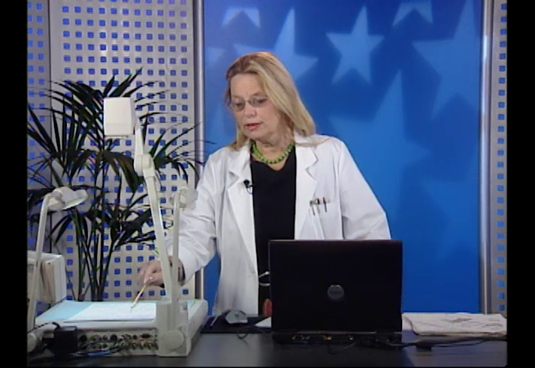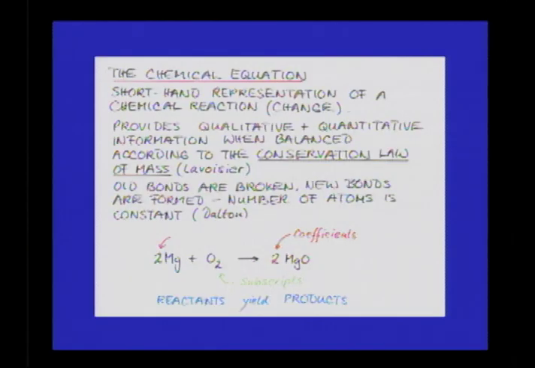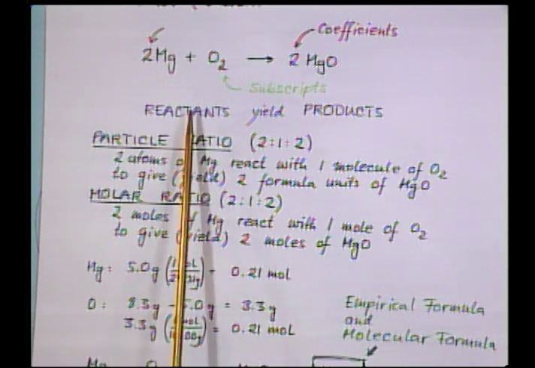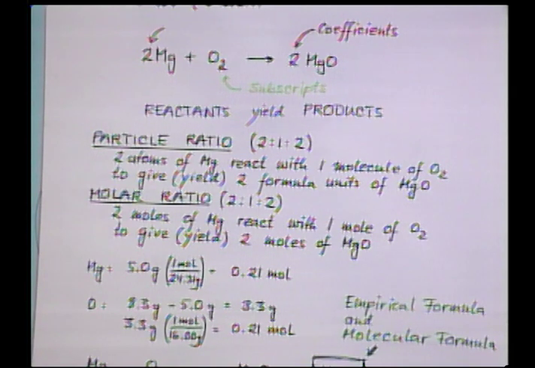What we can do, though, in order to balance things out, is use the so-called coefficients. And the coefficients are just numbers that multiply whatever is behind them in the formula. So if I say 2 magnesium oxide here, that means we have 2 magnesium atoms and 2 oxygen atoms, which corresponds to the left side with 2 magnesium atoms and already 2 oxygen atoms in the diatomic molecule. The coefficients tell you a lot about the particle ratio, but also the molar ratio.